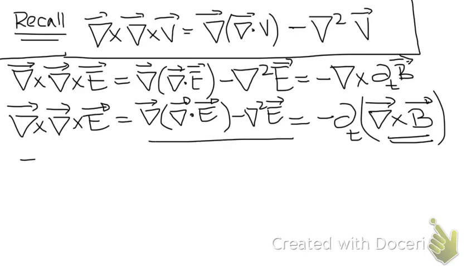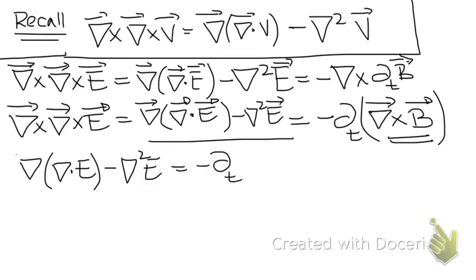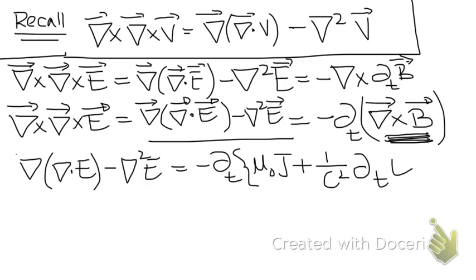And so now this thing over here will be del of the divergence of E minus the Laplacian of E is equal to the negative partial time derivative of, substituting the value of the curl of B over here, what is that? That is mu naught J plus 1 over c squared times the partial time derivative of E.